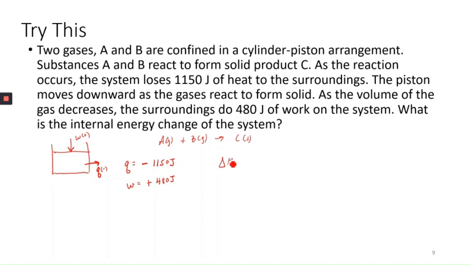So remember, delta E is Q plus W. So negative 1,150 joules plus 480 joules will give you negative 670 joules. And that is your change in internal energy.